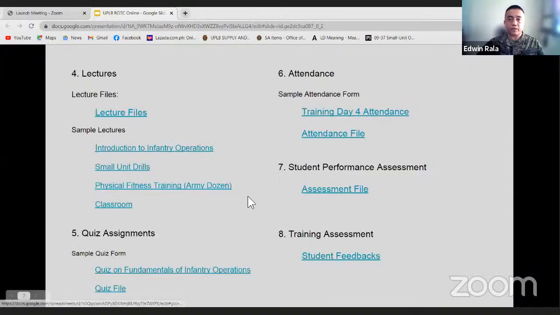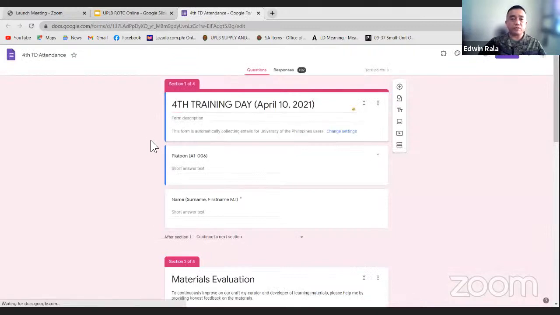Yan. Quiz file. Attendance. Although attendance is, in fact, alam ko later na yung na-announce na attendance is not allowed sa assessment or not included sa assessment. So yung mga earlier na training days namin, encourage yung mga estudyante to attend. Okay? So paano kinukuha yung attendance? So ganun din, using Google Form, papasubmit lang ako ng kanilang platoon.